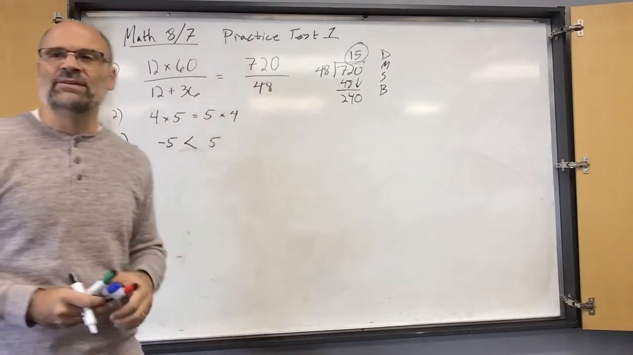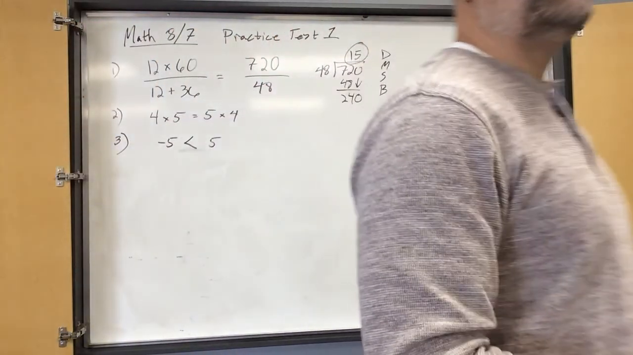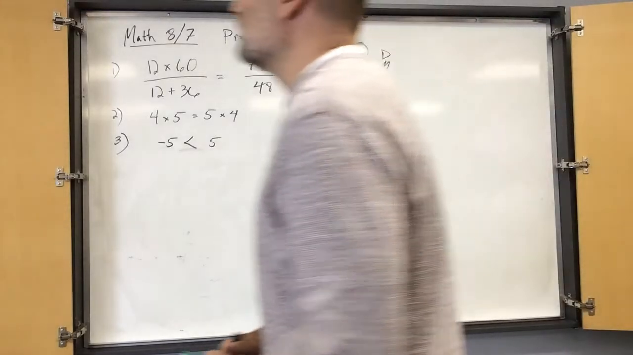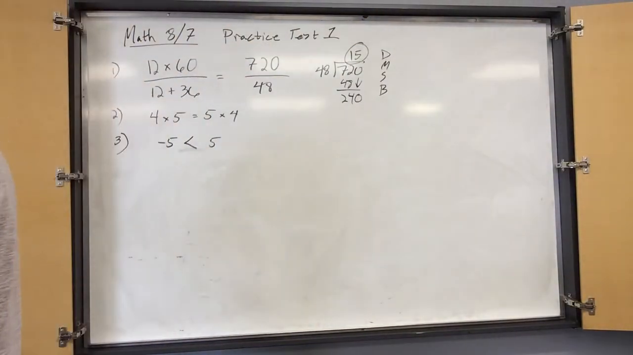So -5 is less than +5. We good? You good with number 3? Okay. Left less. Remember that. The less than points left.